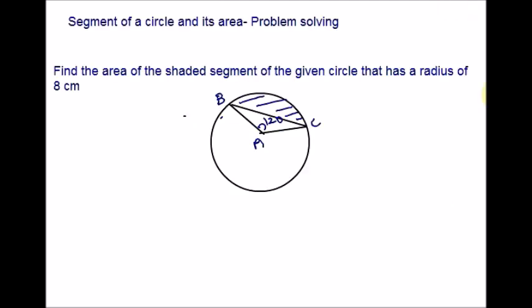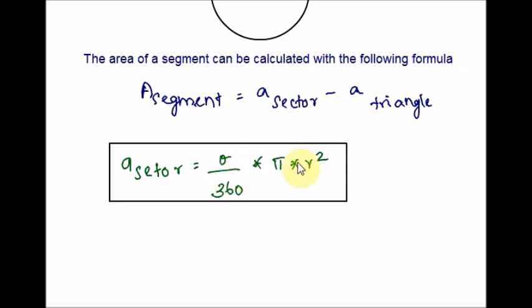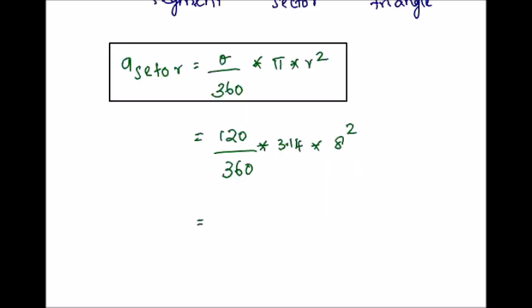Please read the question. Find the area of the shaded region of the given circle that has a radius of 8 cm. So area of the segment can be calculated with the following formula. Area of a segment is nothing but area of the sector minus area of the triangle. I'm going to show you the solution in this way. First, let us find the area of the sector. Area of the sector is nothing but, plug in the theta and r value given in this question. Theta is 120 here and r is 8. So let us replace theta by 120 and r by 8 here. Replace pi by 3.14. So the area of the sector is 67 centimeter square. Am I right?